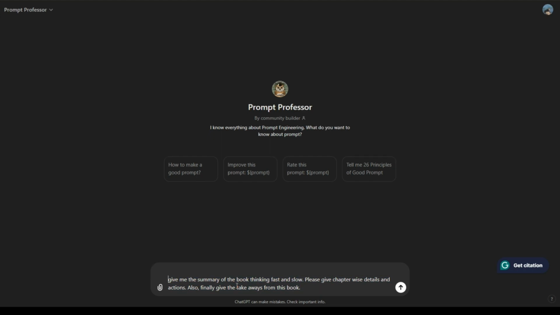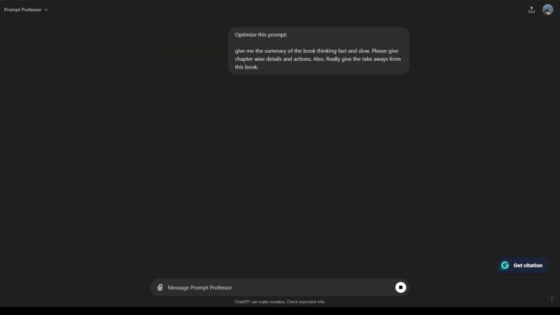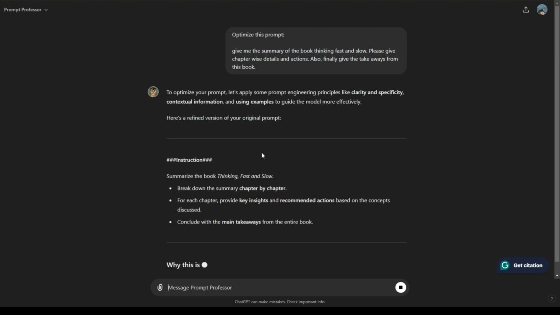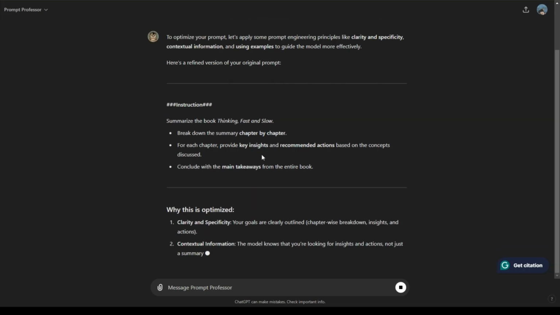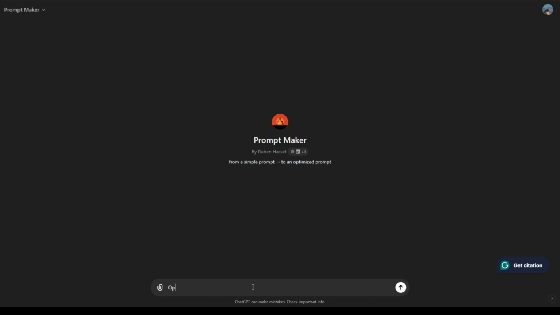And then I will go at the top and say, optimize this prompt. This is step one, where I'm using Prompt Professor to optimize this particular prompt. So this gave me a small prompt that concludes with the main takeaways. I'll copy this output right here, and then I'll feed it into Prompt Maker. I will say, optimize the below prompt.